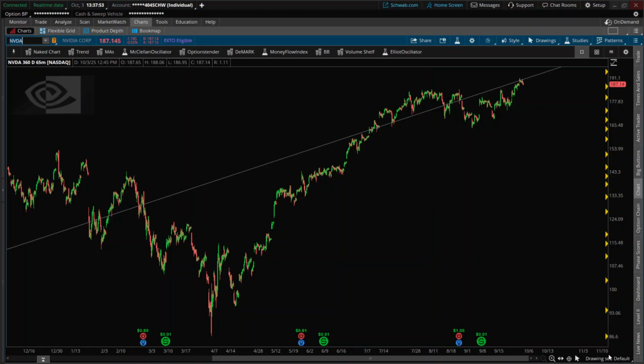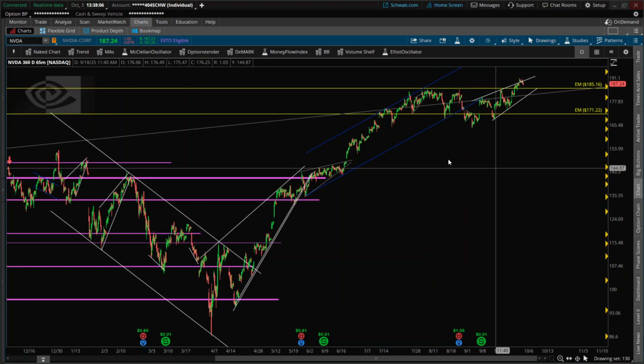Does Nvidia have anything? I kept this line on here. I just thought it was a really interesting line. You know, price is trading around it, but it's rejecting off of it right now too. So very interesting to me.